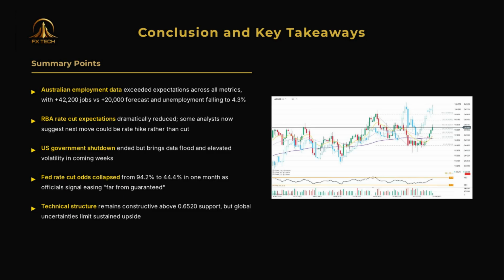The U.S. government shutdown ended, but brings a data flood and elevated volatility in coming weeks as markets digest the backlog of delayed reports. Fed rate cut odds collapsed from 94.2% to 44.4% in 1 month, as officials signal easing is far from guaranteed. This hawkish shift creates a complex backdrop for AUD/USD.